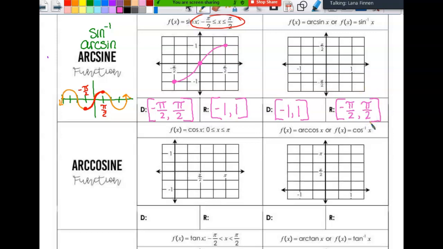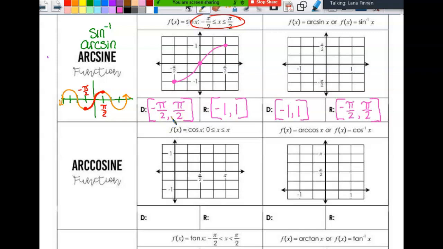So if you think about what that means here, I'm saying, what is the sine of pi thirds? What is the sine of pi sixths? What is the sine of pi halves? What is the sine of 0? Anything between -pi-halves and pi-halves. And all of those answers have to be somewhere between -1 and 1. Okay? That's how we've been looking at things.